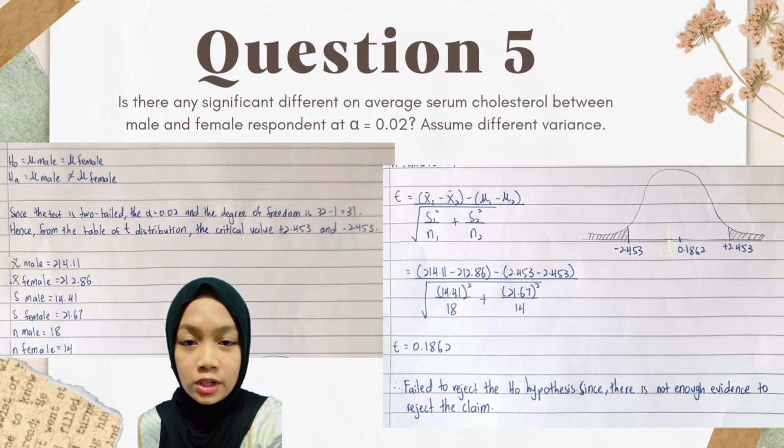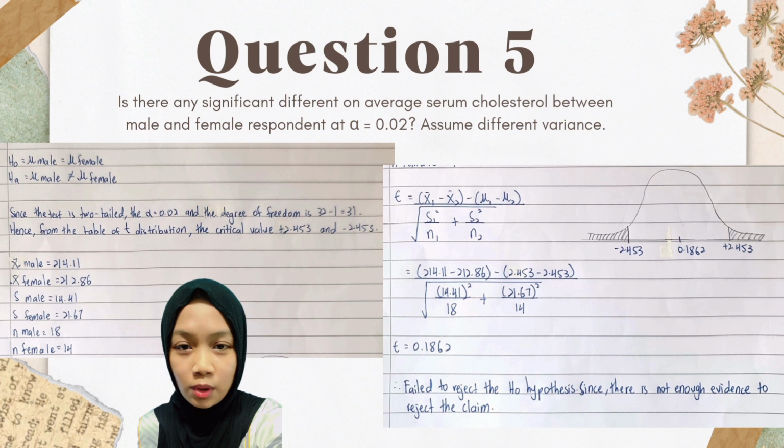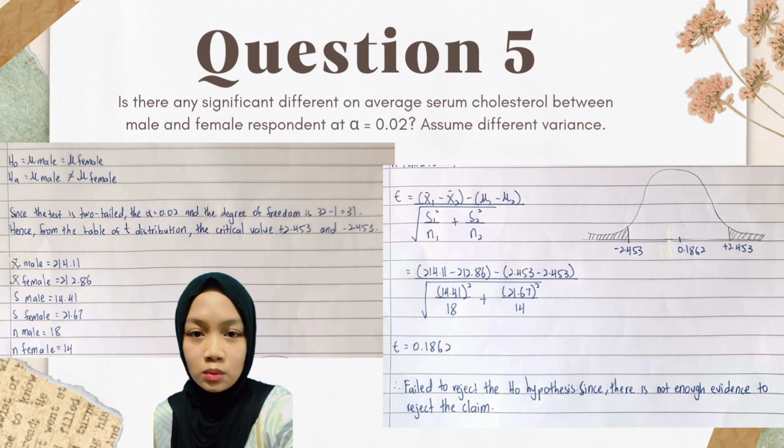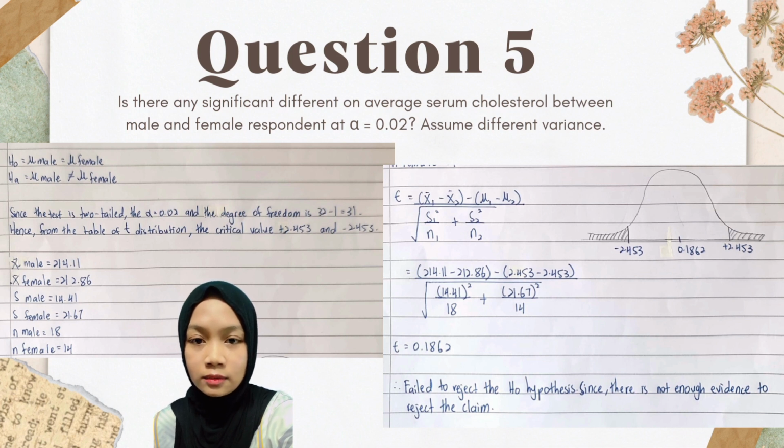As we know, the average male equals 214.11, average female equals 212.86, standard deviation male equals 14.41, standard deviation female equals 21.67, and number of males is 18 and number of females is 14. We substitute into the t-test formula and got 0.1862. As the answer is inside the interval, H0 is failed to reject since there is not enough evidence to reject the claim.